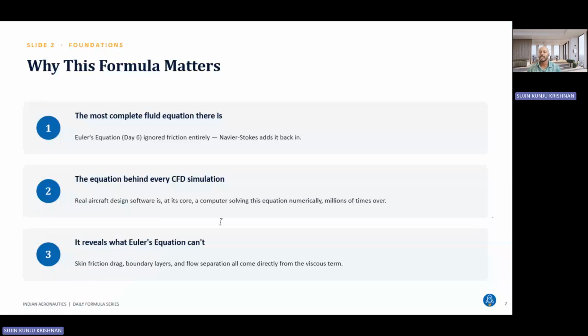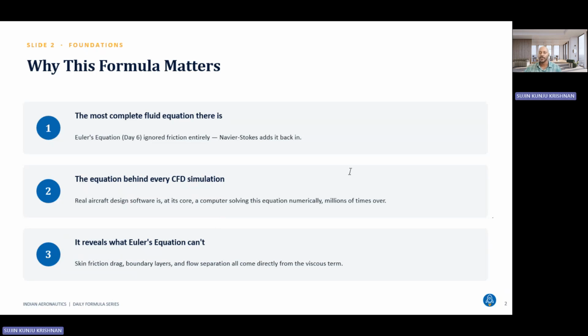Every CFD simulation an aerospace company runs to design a real aircraft is, underneath all the software, a computer solving this exact equation numerically, millions of times over. So it's how engineers predict skin friction drag, boundary layers, and flow separation, none of which Euler's equation can capture.